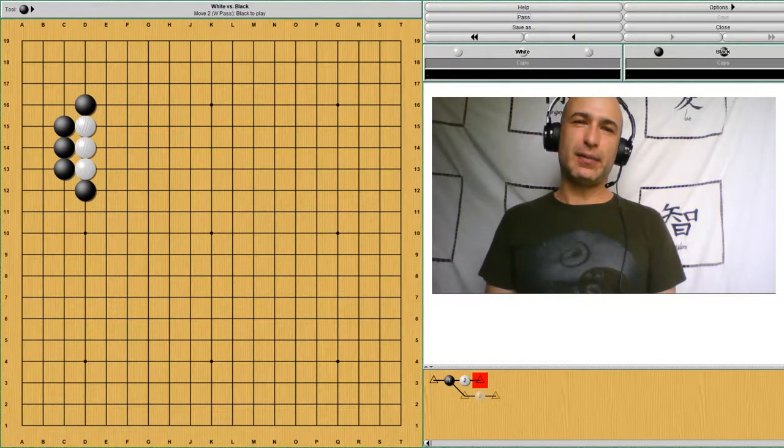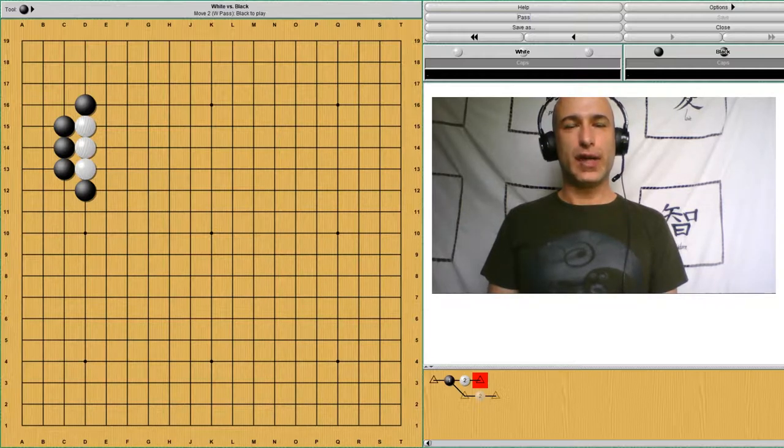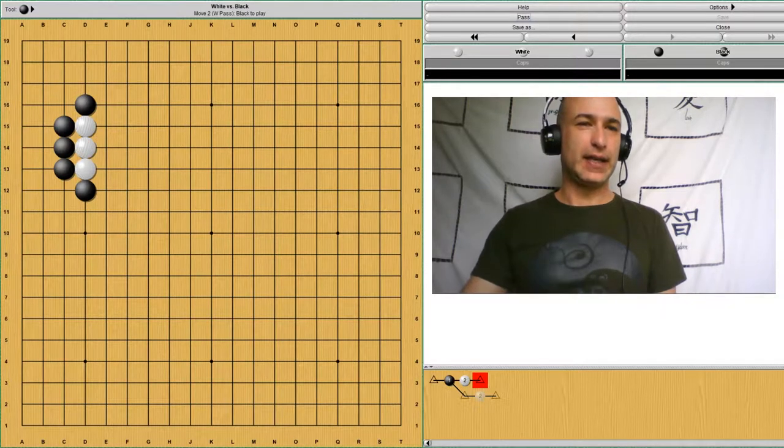Today, we're going to study a play that appears more or less frequently in double-digit kyu games. It's called The Crane's Nest. And it's this play right here. It appears when white has lost a great majority of liberties. It's always a row of three stones.